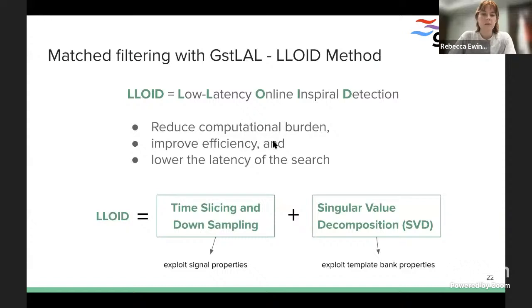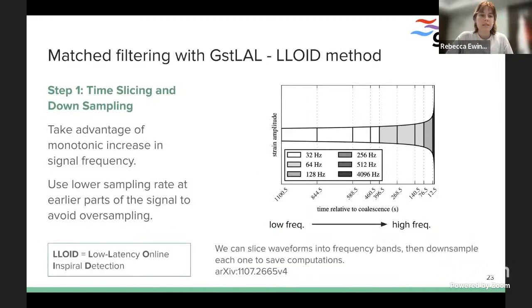And so this method consists of two steps, which I'll talk about in more detail. First is time slicing and downsampling of our waveforms. And then second is what's called singular value decomposition, or SVD. And the whole idea of this method is just to reduce the computational burden, improve the efficiency, and ultimately lower the latency of the search. So the first step is the time slicing and downsampling. Here we are taking advantage of this CBC waveform property, which is that they all monotonically increase in frequency. So with time, the frequency is always increasing.